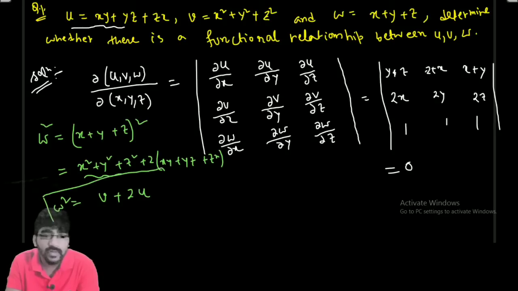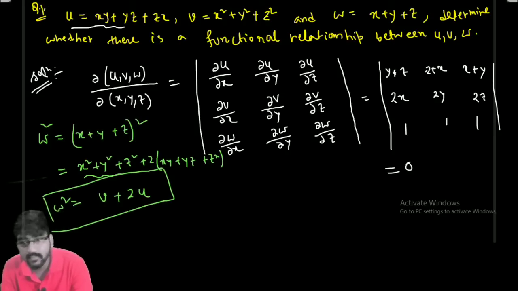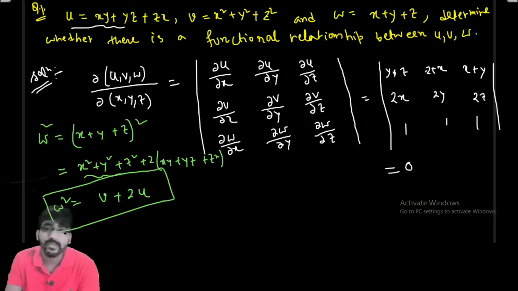So there is a functional relationship between u, v and w. And you can understand this from the Jacobian. If the Jacobian is 0, then obviously there will be a functional relationship between them. Okay, now let me move to the next question.